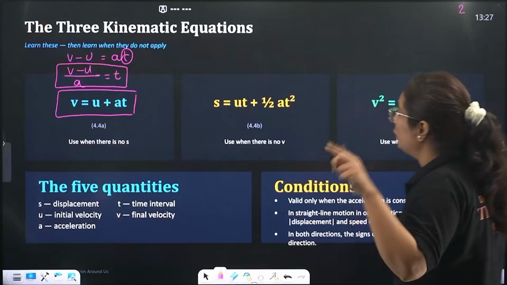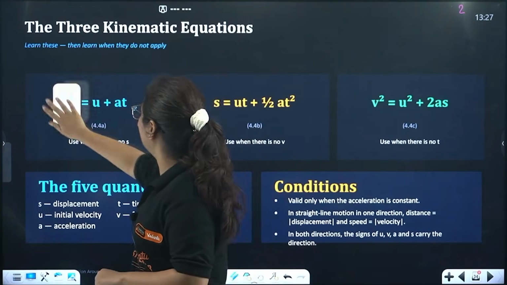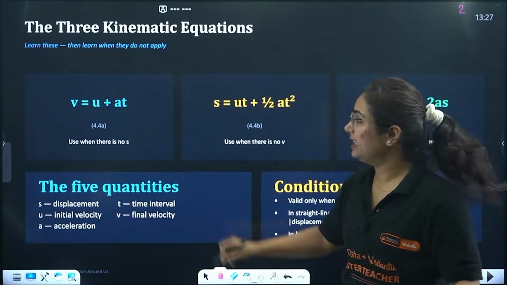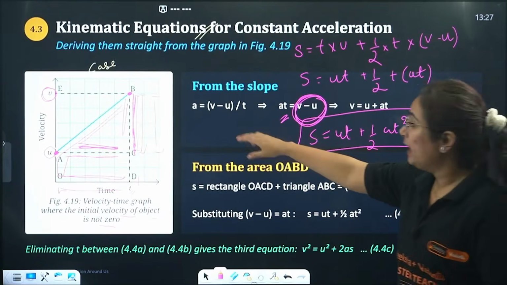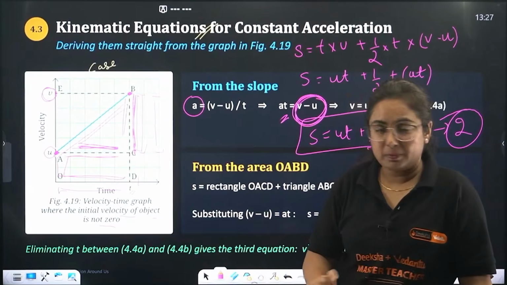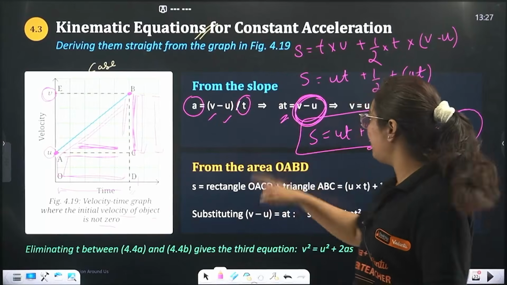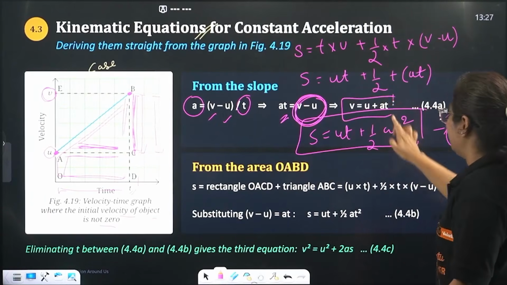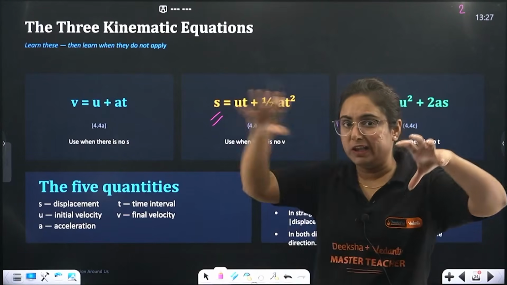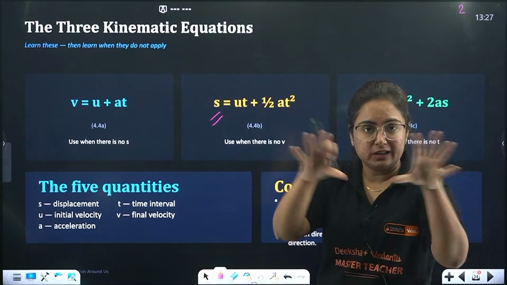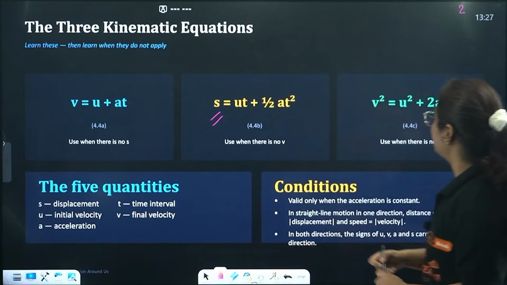From these two equations, beta, we are now going to figure out the third one. So, the first one is V equals U plus AT. How did we figure it out? To find the acceleration, it is what, beta? Final velocity minus initial velocity upon time, that is change in velocity upon time. We got the equation V equals U plus AT. From this, we got the displacement also by finding the area of that particular region the object has covered, that is UT plus half AT square.